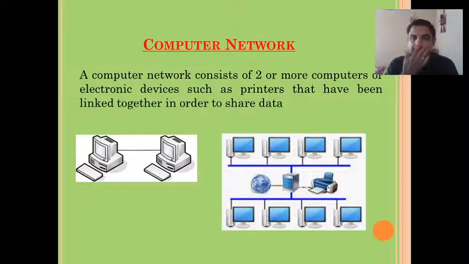So first let us see what is a computer network. The definition is: a computer network consists of two or more computers or electronic devices such as printers that have been linked together in order to share data. Meaning, connection of more than one computer or electronic devices to share the information between them. That can be called a computer network. Clear?